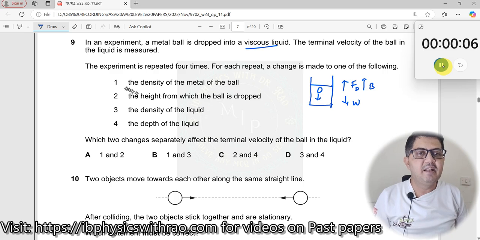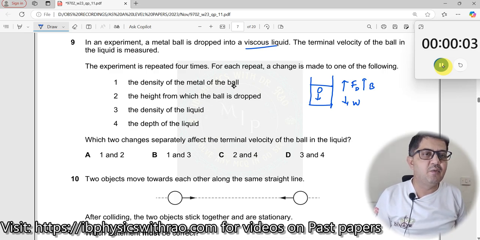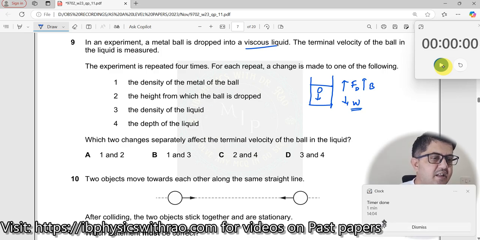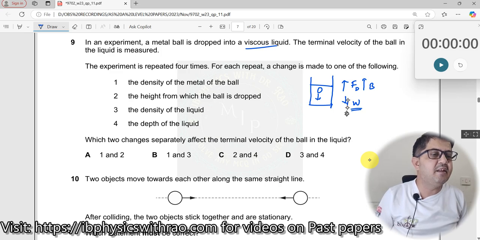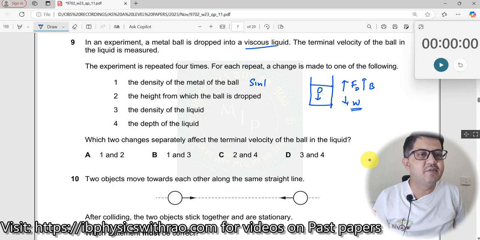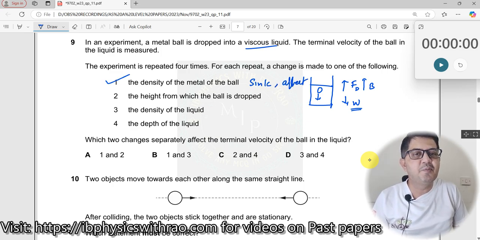Now, if you change the density of the metal ball, what can happen? The weight of the metal ball will increase. When the weight increases, the force here will be larger than this, and hence this will sink. So definitely this will affect the terminal velocity. So this could be one of the answers.